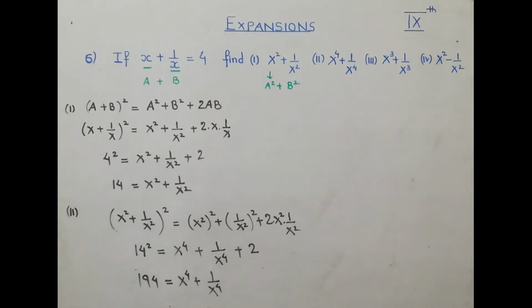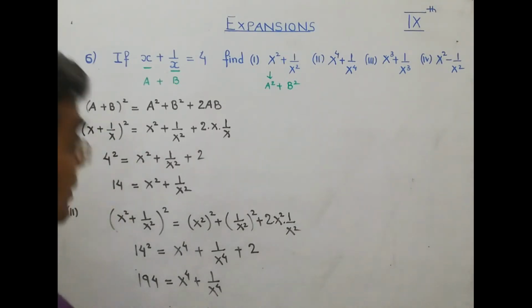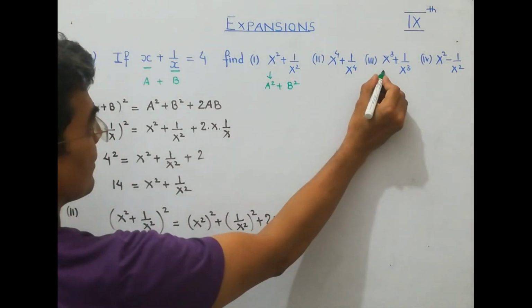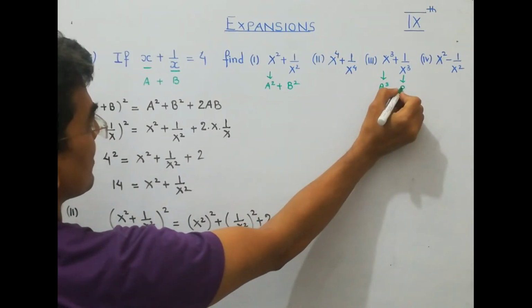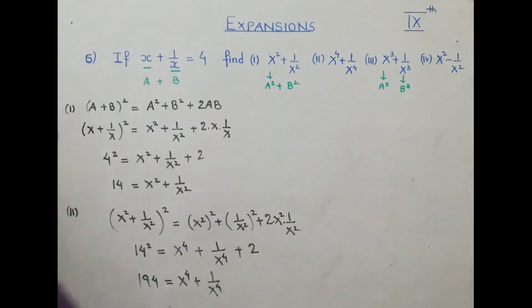This is the second part we got. Now coming to the third part. The third part we are going to read as a cube plus b cube. So you will say a cube plus b cube is required. Now as the sum of two cubes is required, it's clear that we are going to use the whole cube formula.